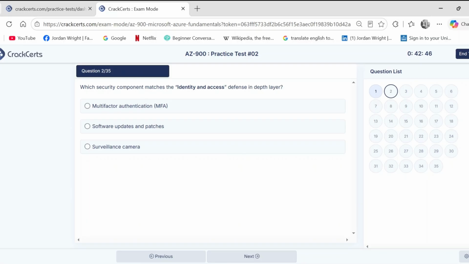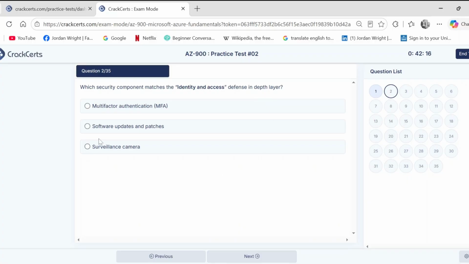So, which security component matches the identity and access layer of defense in depth? Identity and access. Identify who is trying to connect. What do you use? Maybe the surveillance camera.